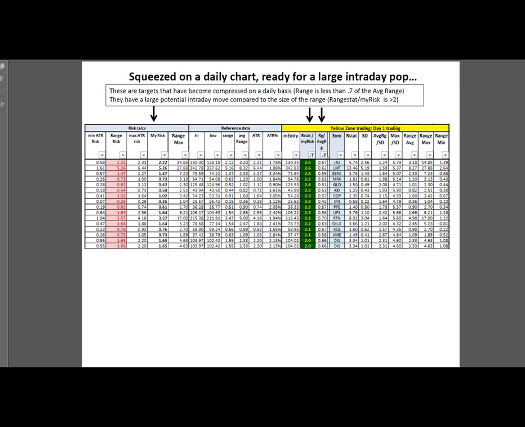The daily squeezes, these had tight ranges compared to their average range, and so if they uncoil and break through that mechanical entry, there's room for some real large one-day pops. Johnson & Johnson, Coke, Pfizer, just looking at the Dow 30s, and Disney.